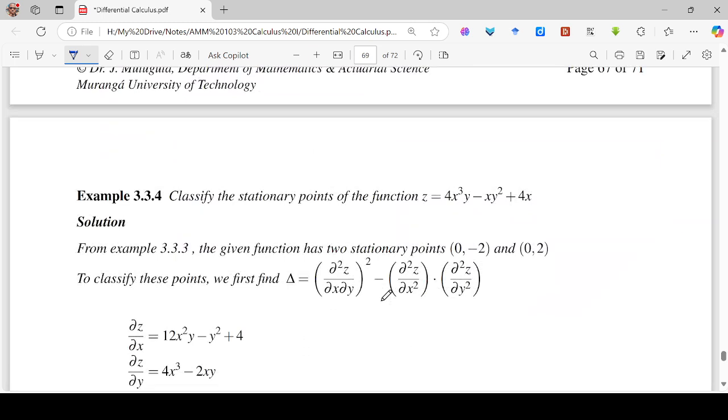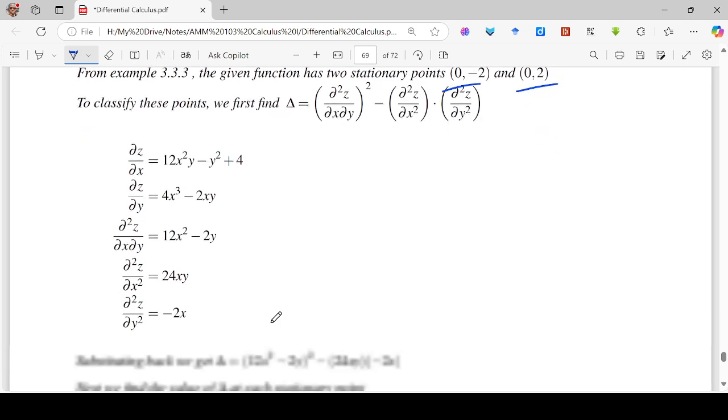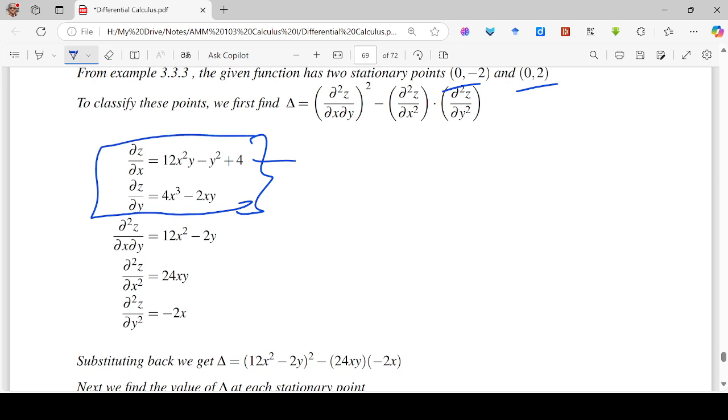So let's go back to our function and try to classify the points that we obtained, (0, 2) and (0, minus 2). We have the function whose stationary points we had obtained. Then we find the discriminant quantity. We have this first order partial derivative, meaning that we can differentiate this partially with respect to y to get the mixed derivative. If we differentiate this with respect to y, then we'll get 12x squared minus 2y.